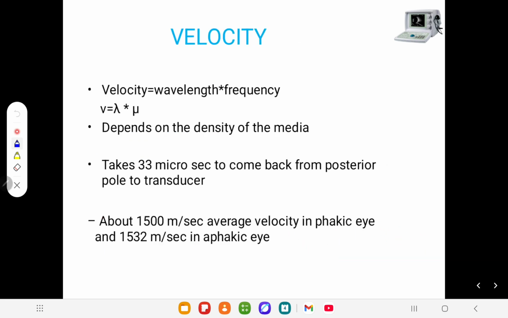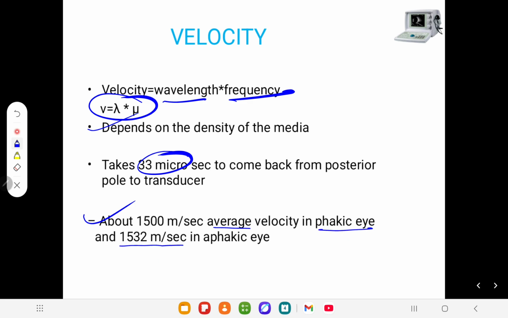So velocity, what is velocity? Wavelength, frequency, velocity. We simply know that it depends upon the density of the media. As the media becomes denser, the velocity of the acoustic wave goes higher. So it's very simple, isn't it? It takes 33 microseconds to come back from the posterior pole to the transducer. About 1500 meters per second is the average velocity in a phakic eye, and 1532 meters per second roughly in an aphakic eye.